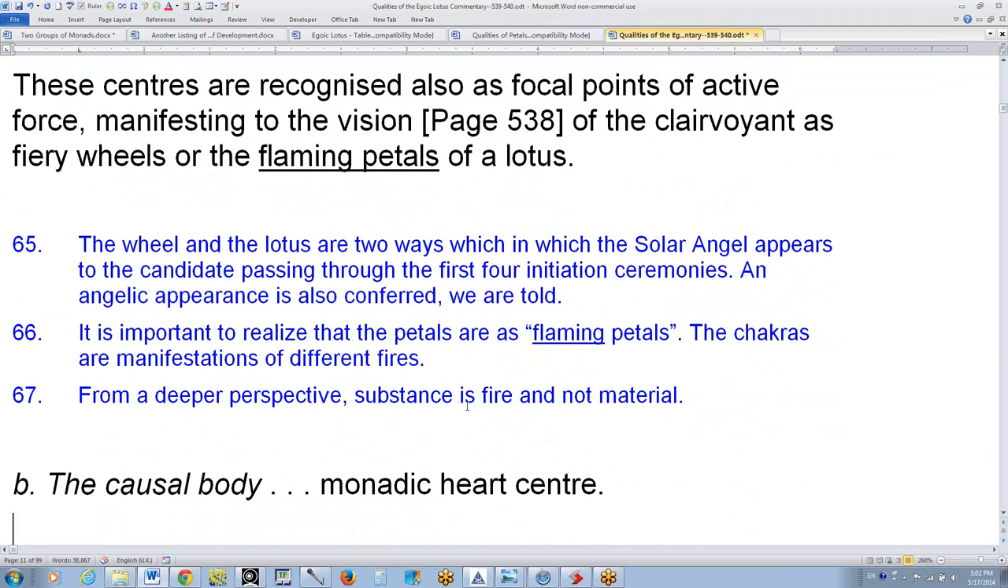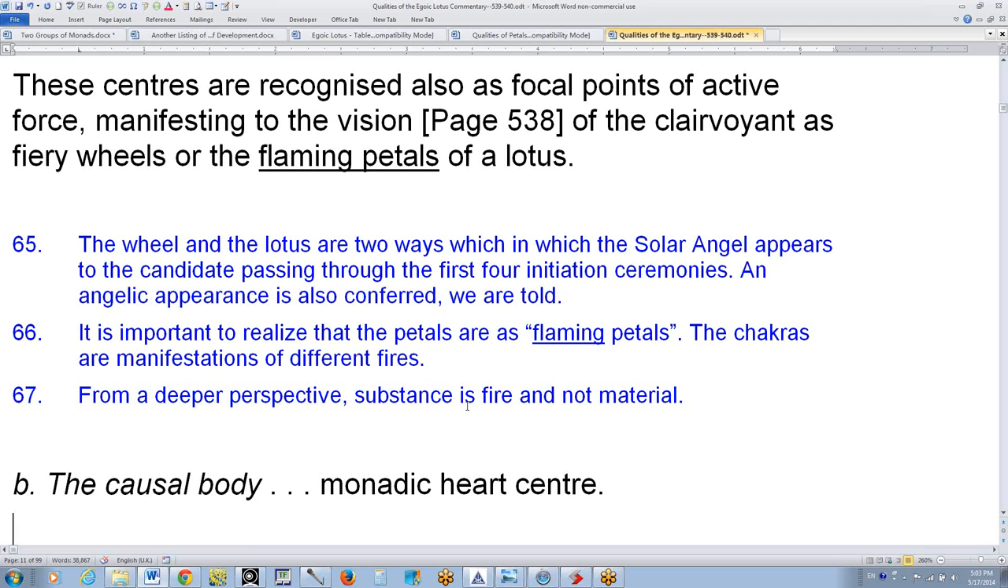So the wheel and the lotus are two ways in which the solar angel appears to be represented to the candidate passing through the first four initiation ceremonies. An angelic presence is also conferred, we are told. So in the actual initiation ceremony, and can it be so? It's certainly so for the first two. Maybe things begin to look a little different for 3 and 4. There is a representation of the solar angel as wheel, lotus, and angelic appearance.